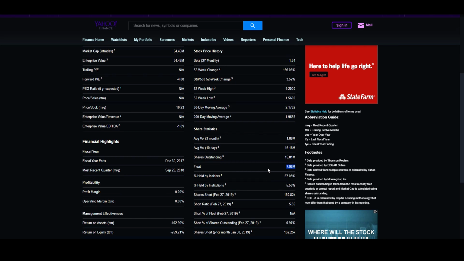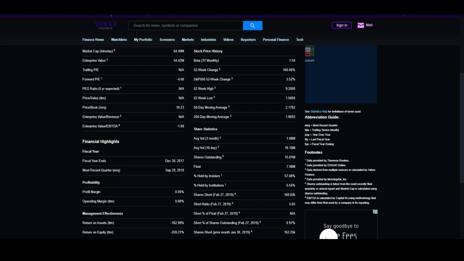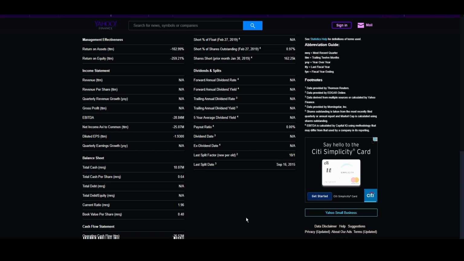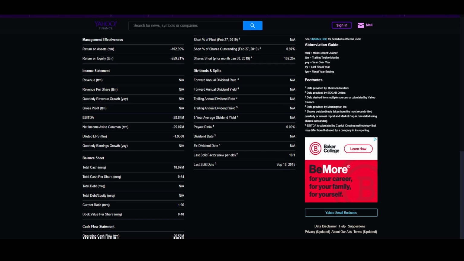I'll also scroll down and look at the percentage of the insiders and institutions holding it. We've got a lot of insiders holding it, with 57%. I also like to look at the shares short. Then I'll come down to their balance sheet and see how much cash they have, how much debt, and their last split date. Just a couple of key statistics to see what the stock is into.